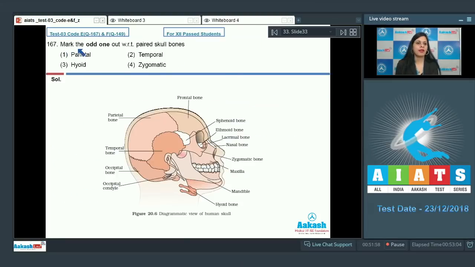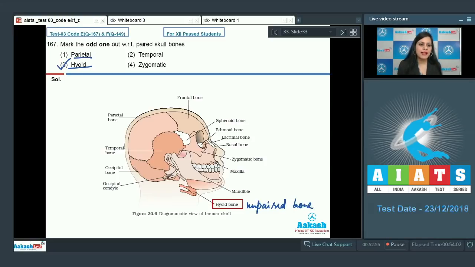Question number 167. Mark the odd one with respect to paired skull bones. So you need to find out an unpaired bone, and the correct answer to this question is option number 3, that is hyoid bone. As you can see here in the diagrammatic representation of human skull, this hyoid bone is an unpaired bone. This is an unpaired bone of skull.